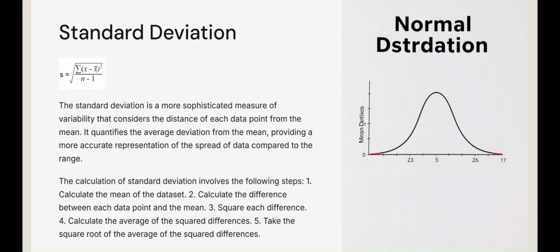Standard deviation. The standard deviation is a more sophisticated measure of variability that considers the distance of each data point from the mean. It quantifies the average deviation from the mean, providing a more accurate representation of the spread of data compared to the range. The calculation of standard deviation involves the following steps. 1. Calculate the mean of the dataset. 2. Calculate the difference between each data point and the mean. 3. Square each difference. 4. Calculate the average of the squared differences. 5. Take the square root of the average of the squared differences.